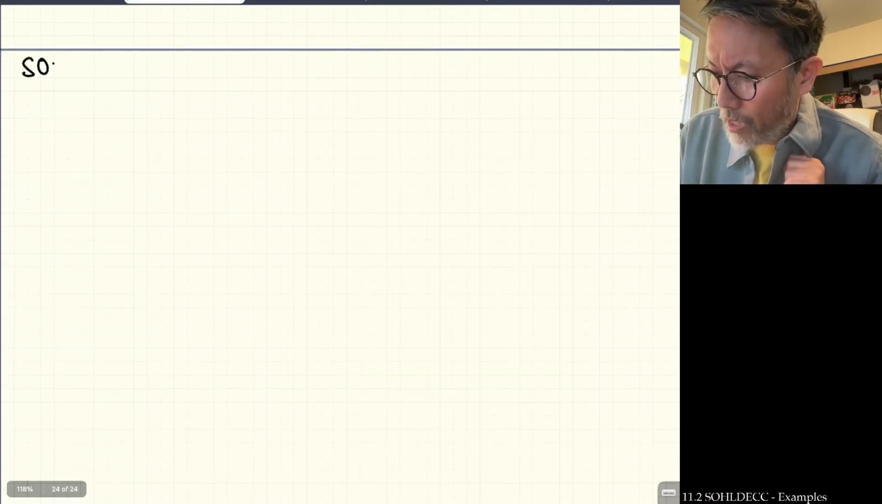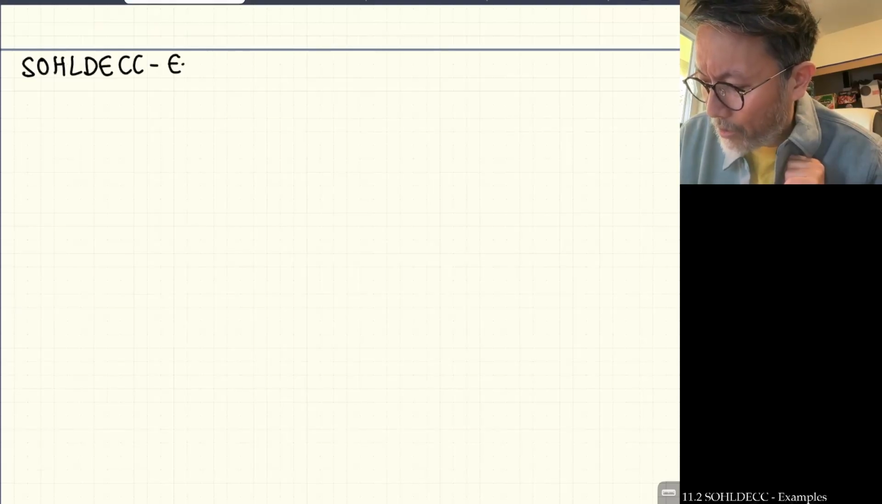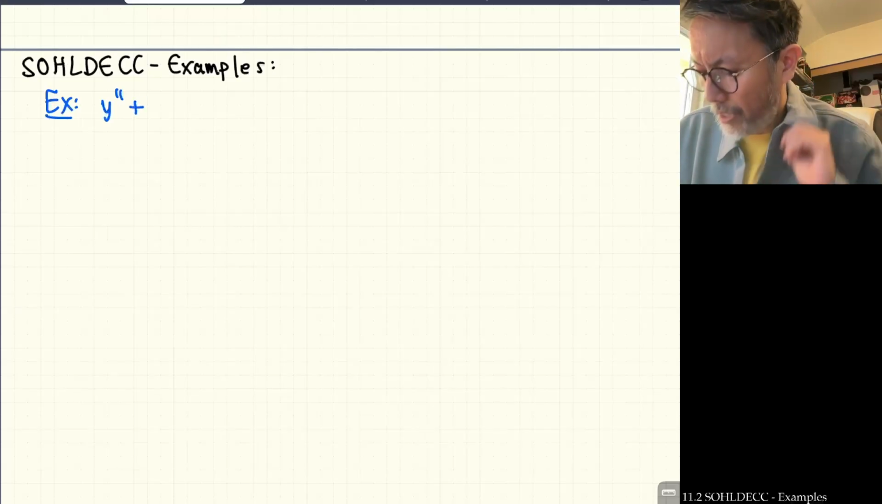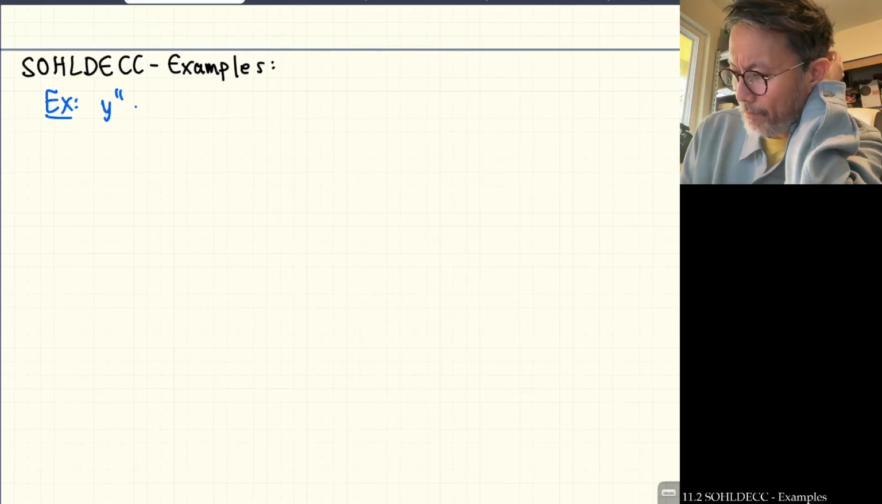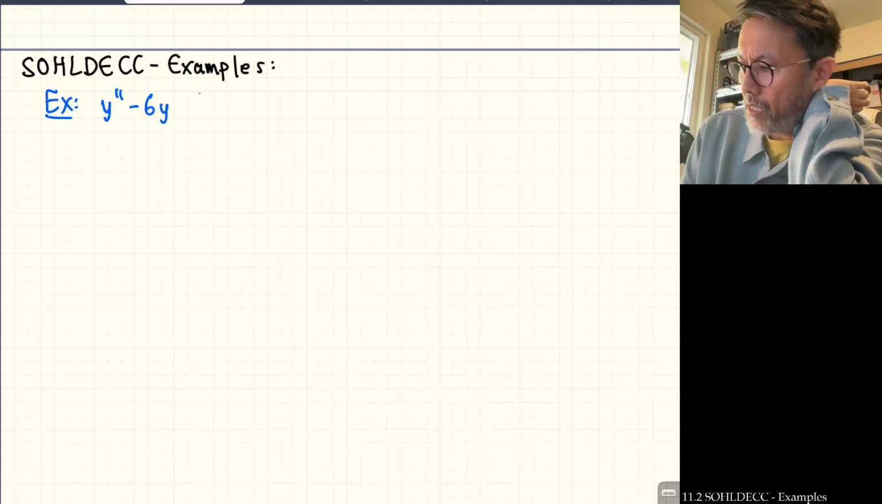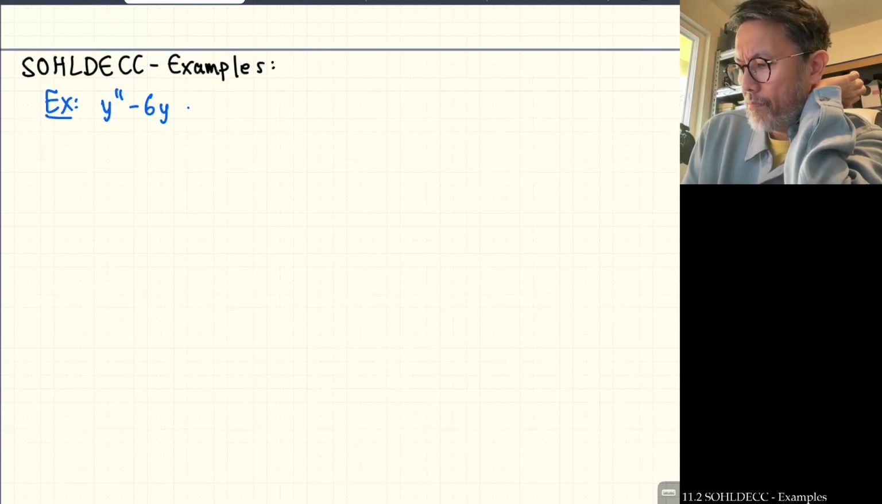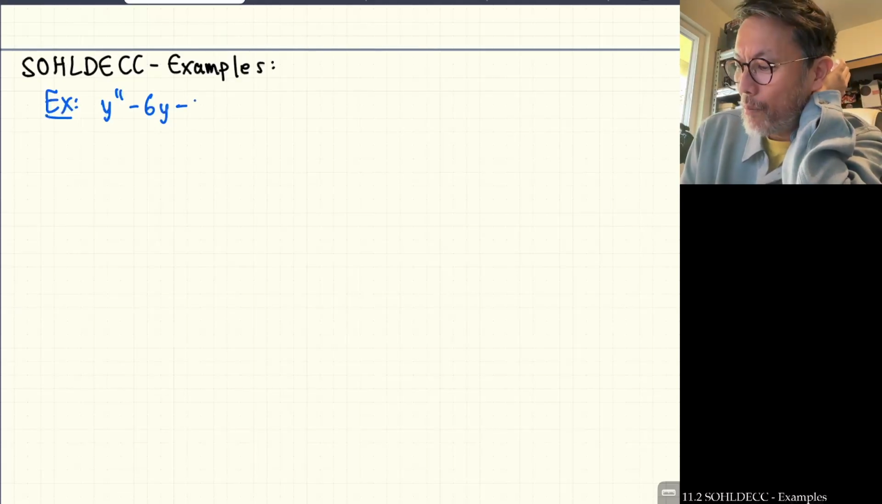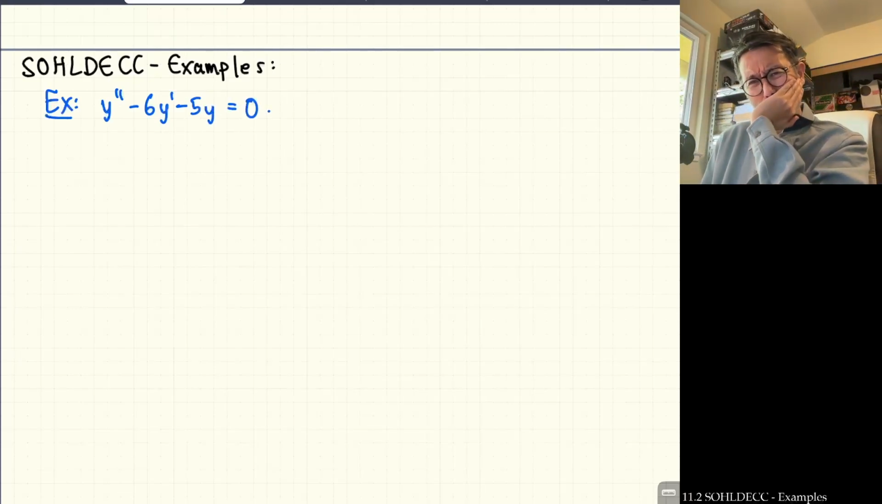So, second order homogeneous linear differential equations with constant coefficients, examples. So here is an example. Let's do y double prime minus 6y prime plus 5y equals 0. How about that? I think it should be plus 5y.